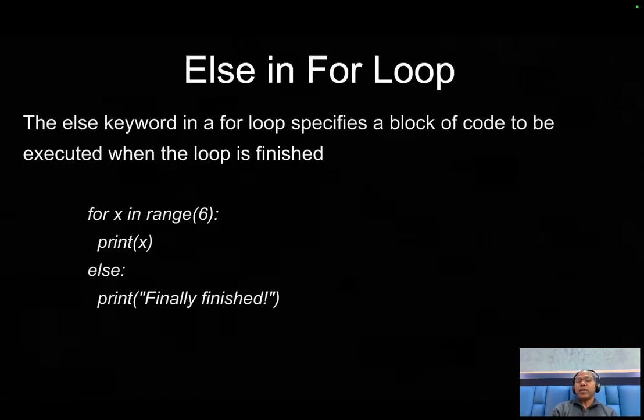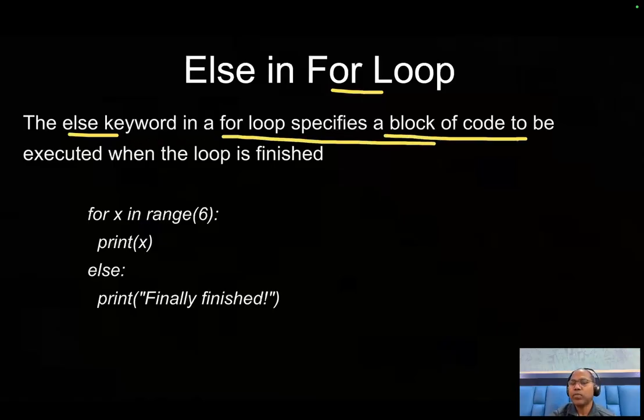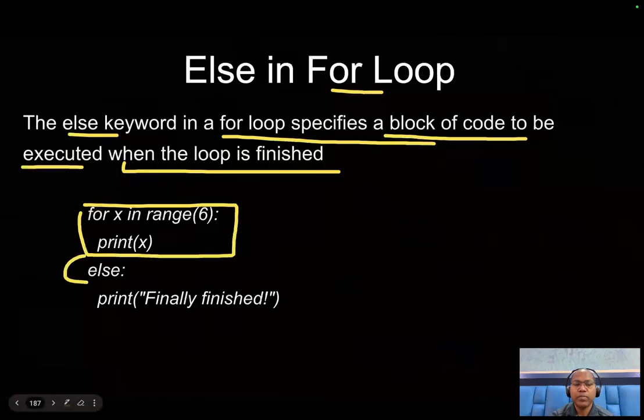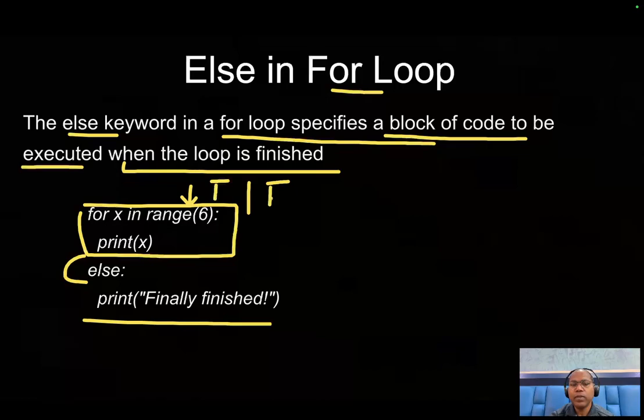So similarly, like a while loop has an else part, a for loop also has an else part. The else keyword in the for loop specifies a block of code to be executed when the loop is finished. So once this loop is finished, then print this else part. So this condition until true. This condition may be true or may be false. If this condition is true, it goes inside the loop. Okay, but if the condition is false, go to the print here.